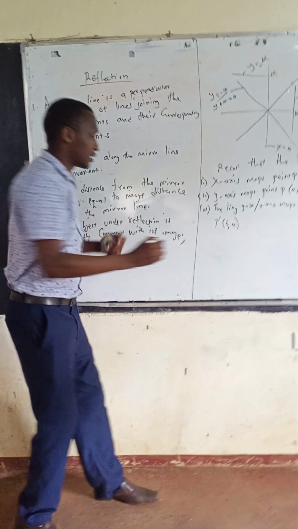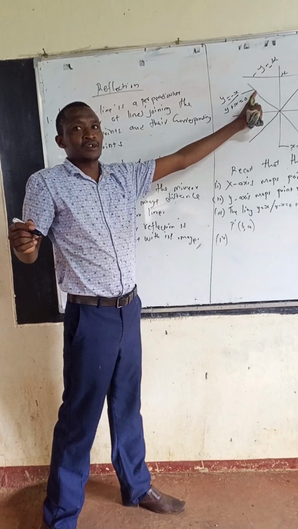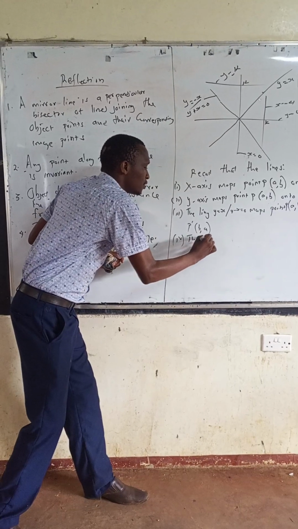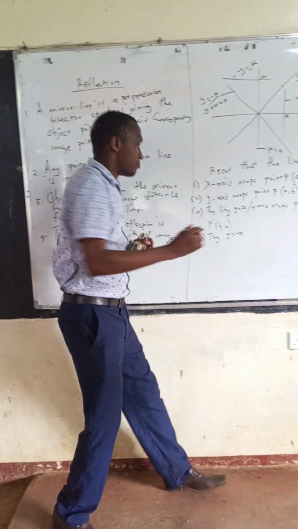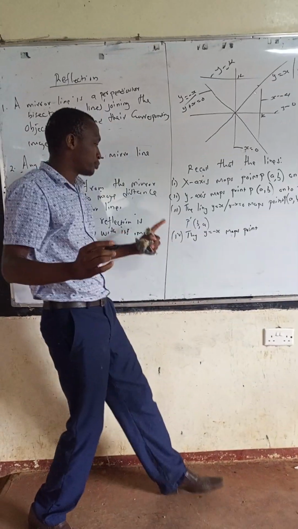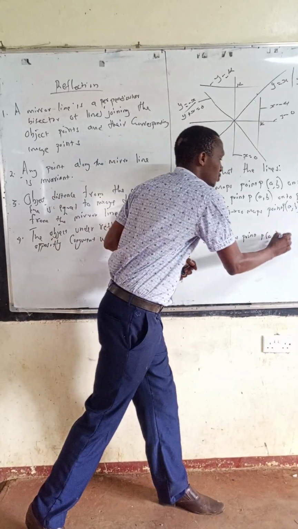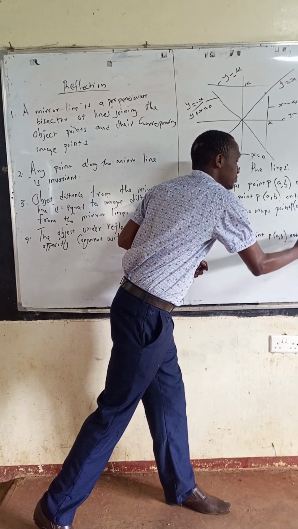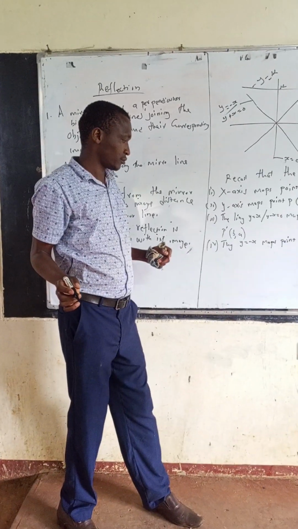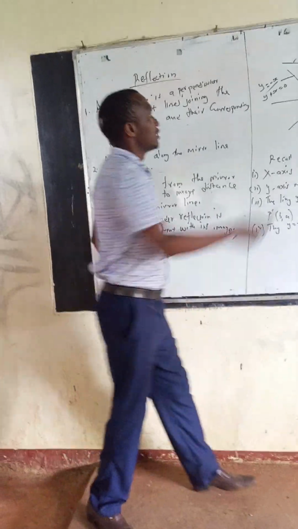Another thing you need to recall is that number 4, the line y is equal to negative x, which is moving this way, is called the line y is equal to negative x. So the line y is equal to negative x maps point P, which is (A, B), onto P image, which is (-B, -A).